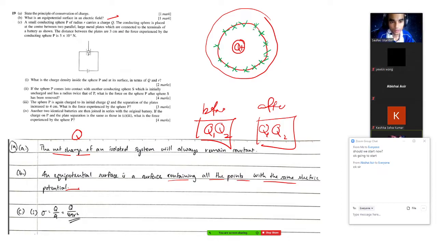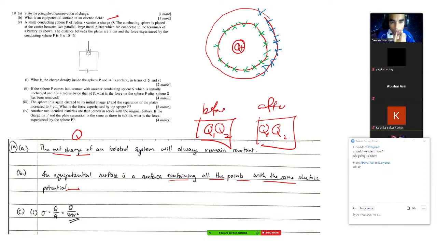Okay, and on this side you have another equipotential surface. This is actually 3D. The blue point doesn't have this, it has a different value from the green lines.